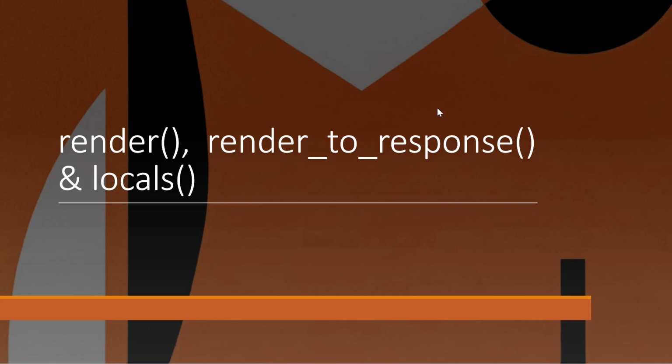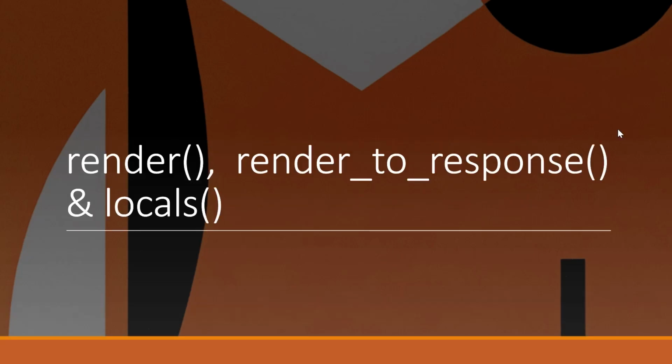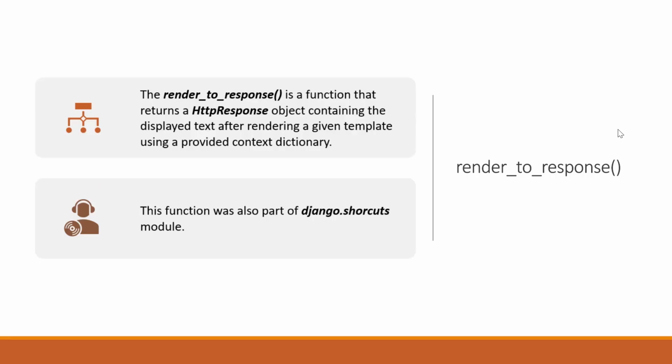Hello and welcome everyone. In this video tutorial, we will discuss some of the common built-in functions that we can utilize to render a template in Django. We will start off this video by discussing the render_to_response function. Then we will discuss the render function, and in the last we will discuss locals. So let's start with the very first topic, that is the render_to_response function.